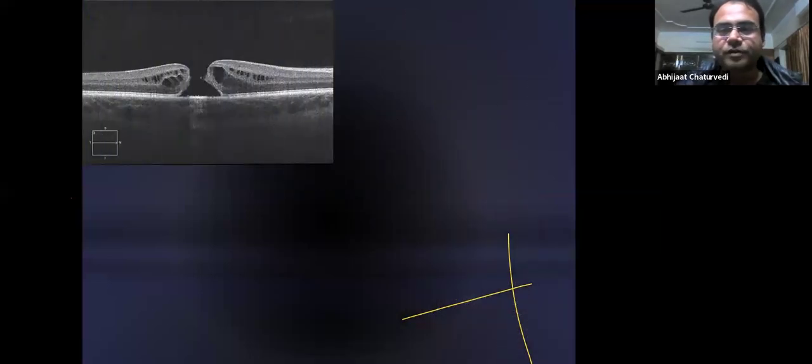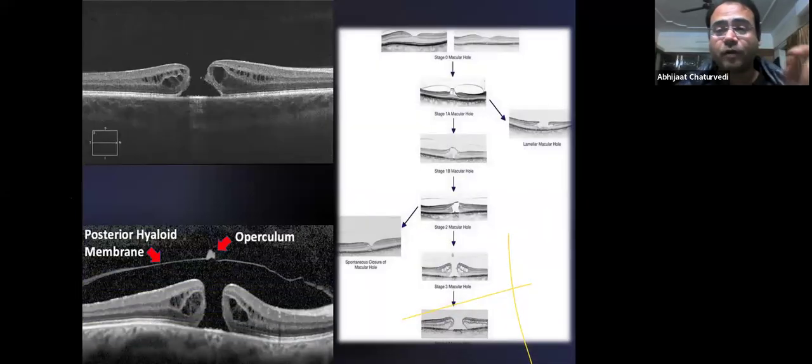Now, the importance of OCT in full thickness macular hole. As I told in my previous slides about the vitreomacular traction component, in this stage 1A you can see that there is some traction and it has started to pull the retina. The lamellar macular hole I'll come to in a subsequent slide. In 1B, this traction gets even worse, so now those cystic spaces have started to appear also.